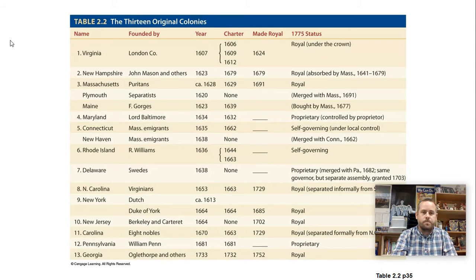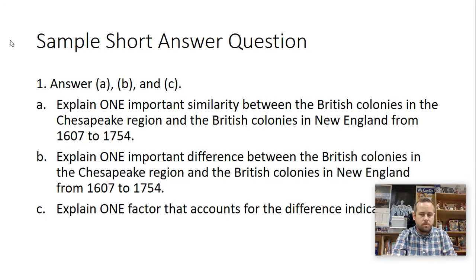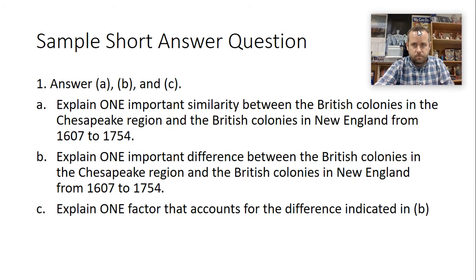And so here's an example. Before we get to the example, this is a quick chart, kind of shows you some dates. It's got the 13 colonies listed on the left, and then a few other things. So that's a good summary of English colonization. But here's an example of a short answer question that was on the AP exam. It says, explain one similarity between British colonies in the Chesapeake region, that's the South, and in New England, the North. And 1607 to 1754 is our time period. So one similarity. Then part B said, explain an important difference.